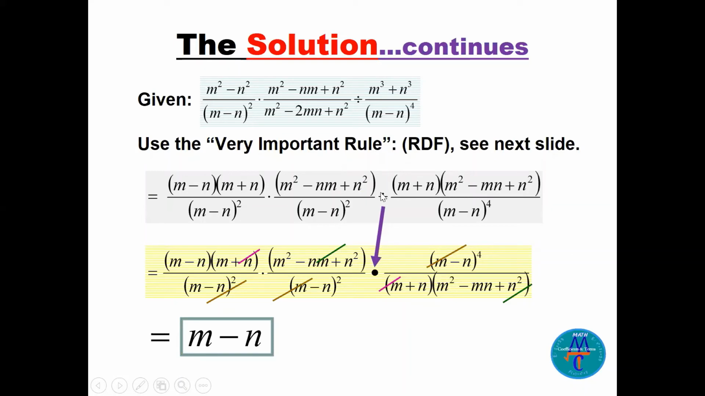So this division becomes here multiplication, and we have to invert this one. So m minus n to the power 4 in the numerator, and this one in the denominator. Now easily here you can see that you can cancel all this bracket here, m squared minus nm plus n squared, the one we could not factor. You can cancel it with this factor here. And here we have m plus n canceled. We have m minus n squared, m minus n squared. When you multiply, you add the power. It will be m minus n to the power 4. So the only answer is m minus n.